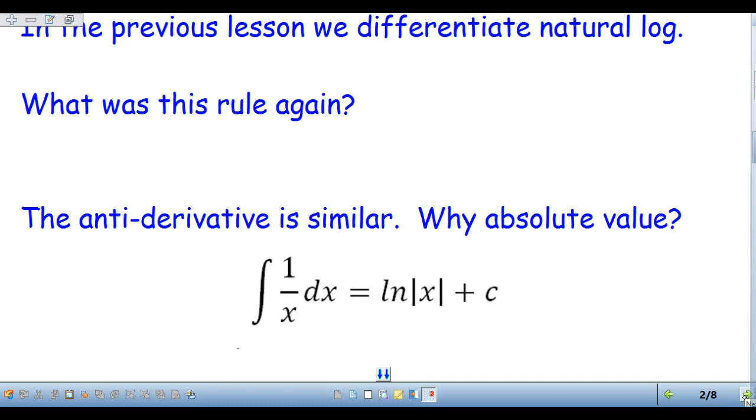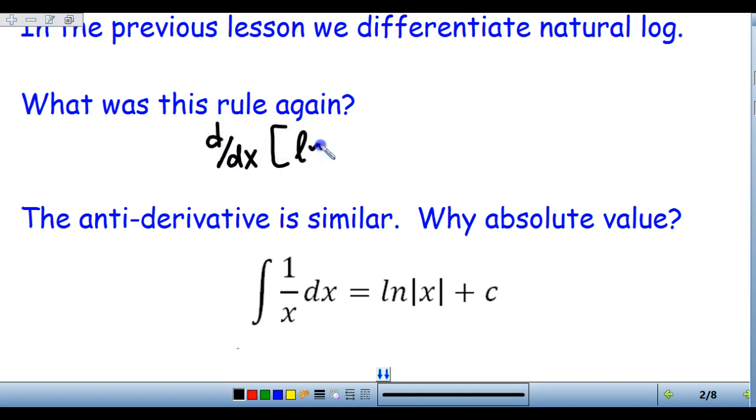Alright, so in the previous lesson we looked at how to differentiate natural log. Let's try to recall what that rule is really quick. So the derivative of natural log of x is equal to 1 over x for x greater than 0. The reason for that being that the domain of natural log of x only contains positive numbers.